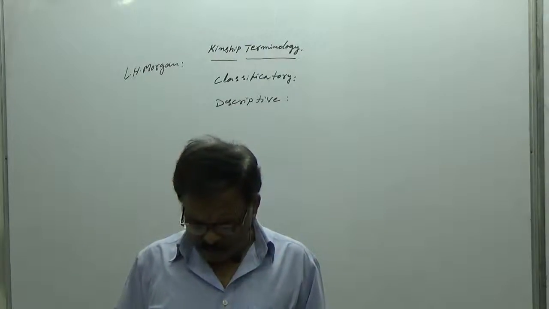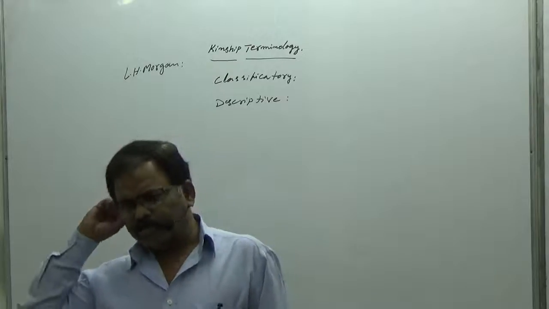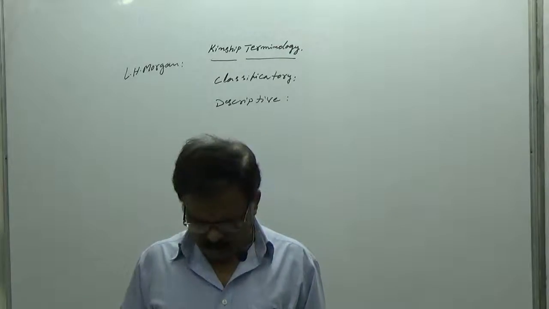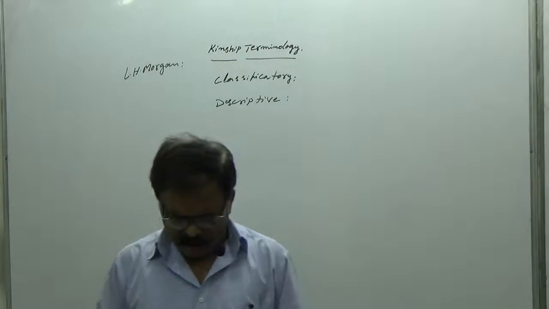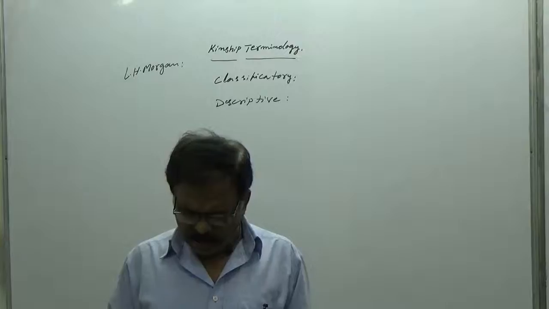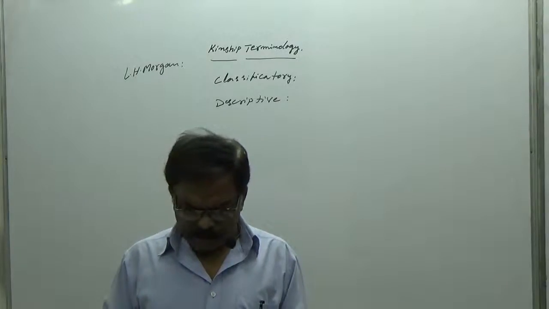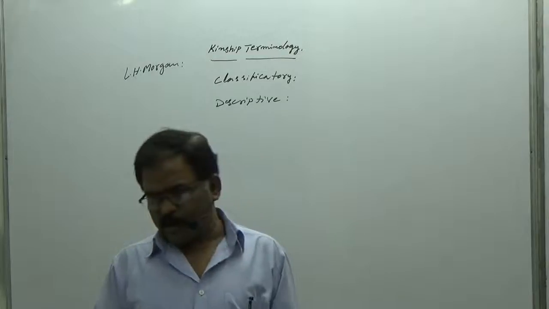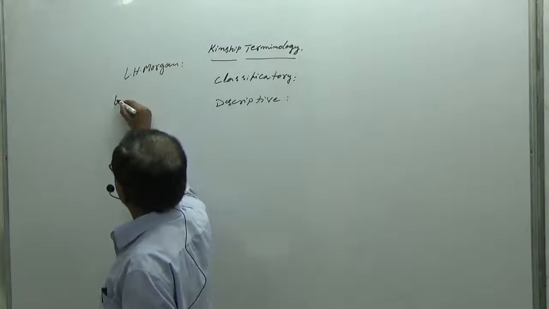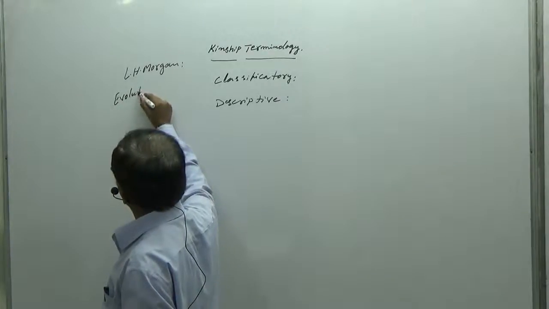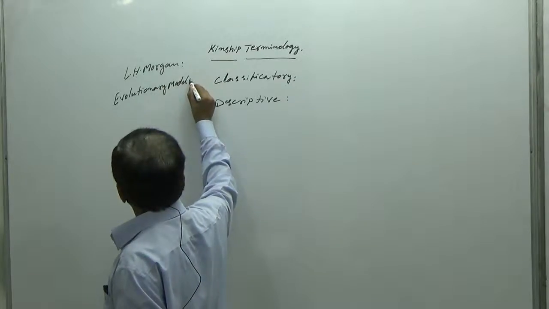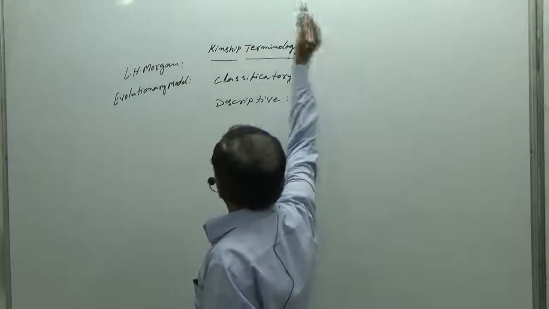See, first L.H. Morgan, an American anthropologist, famous evolutionist as well as cultural anthropologist. He is the father of cultural anthropology as well as one of the famous founders of classical evolutionism. He proposed an evolutionary model to explain kin terms.